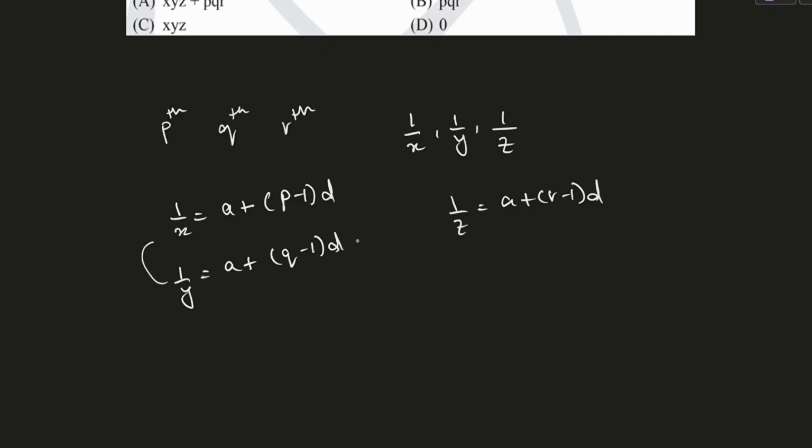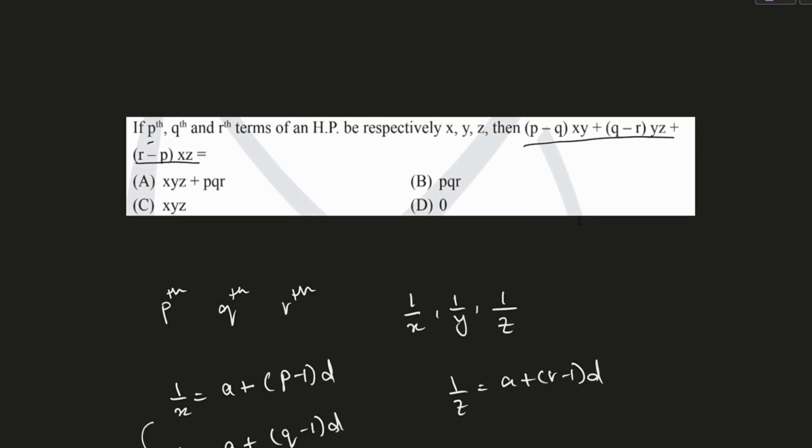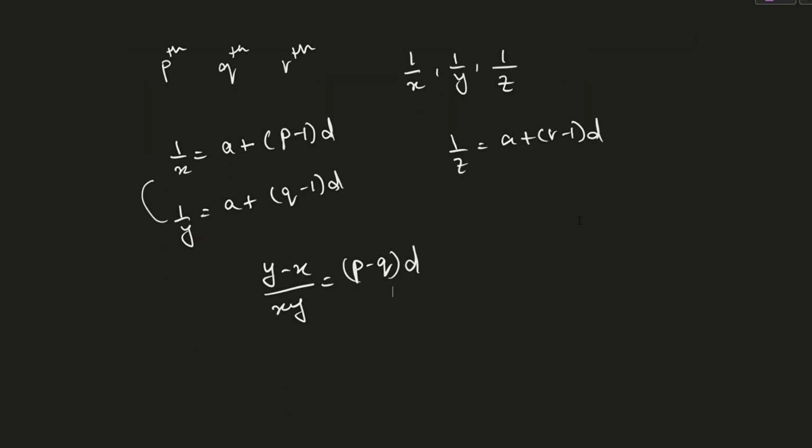Okay. So when I subtract these two, I get something like y minus x by xy is equal to p minus q into d. So we have created p minus q, right? But the expression asks the value of p minus q times xy, q minus r times yz plus r minus p times xz. So I'll be creating p minus q times xy now. What I'll be doing is cross multiplying xy over here and bringing d over here. So what we get is y minus x by d is equal to p minus q times xy. Okay.